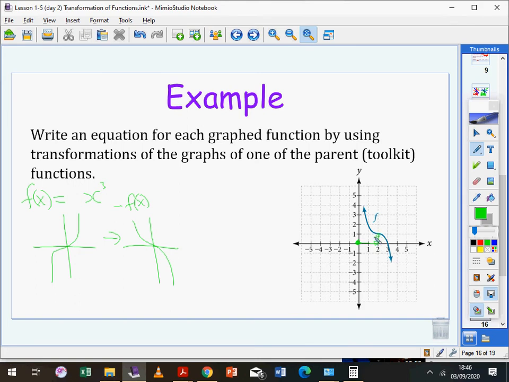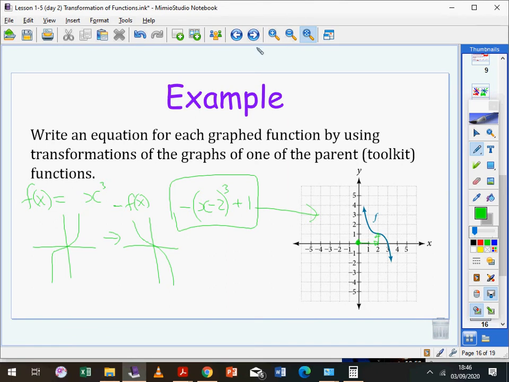So it's already a negative, right? But it's moved to the right 2 units, that's negative 2, and it's moved up 1 unit. This is the equation of the graph that I see on that grid.